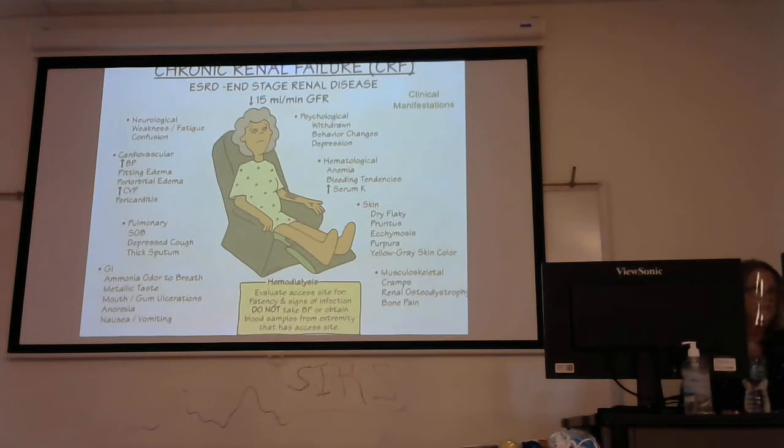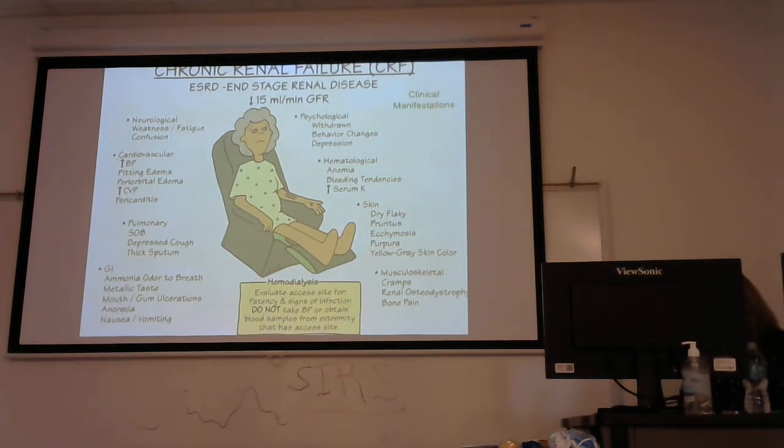Pulmonary, of course, shortness of breath. They make a very thick sputum, which is really hard to get up. So they have an increased risk of infection because they have lower white counts. And they also can go into pulmonary edema, so we'll have that red tinged sputum that comes up.